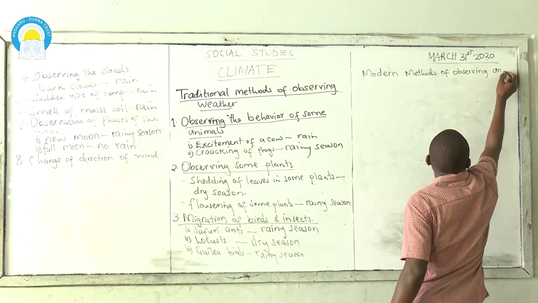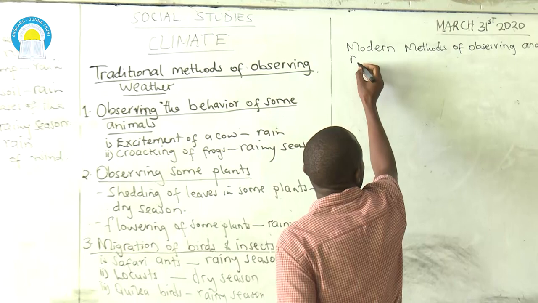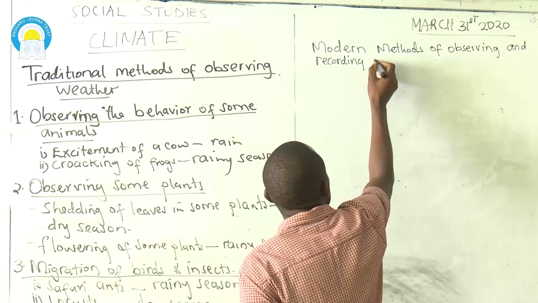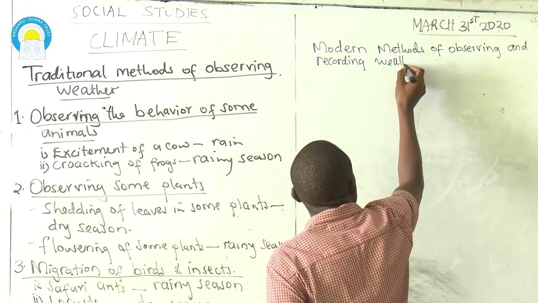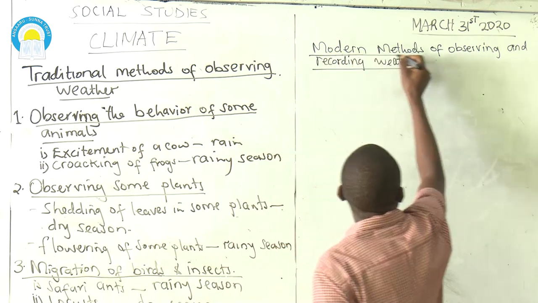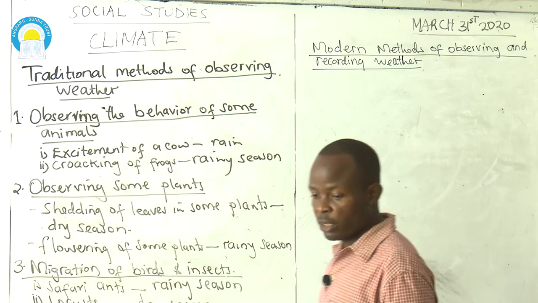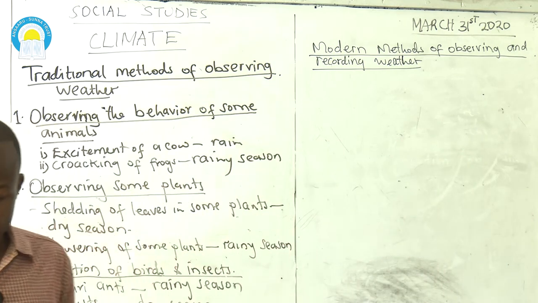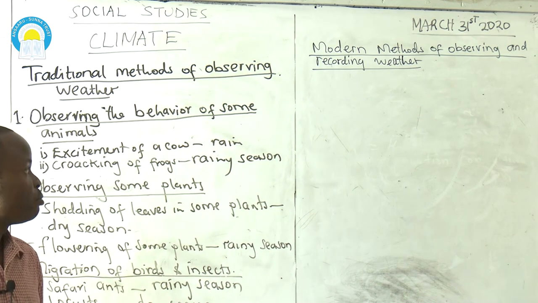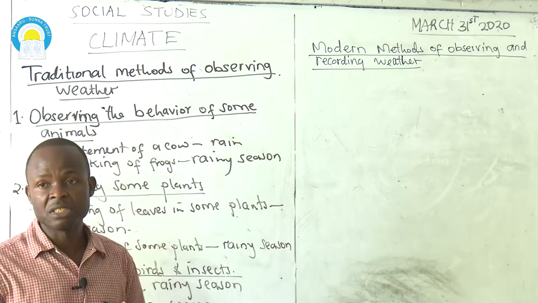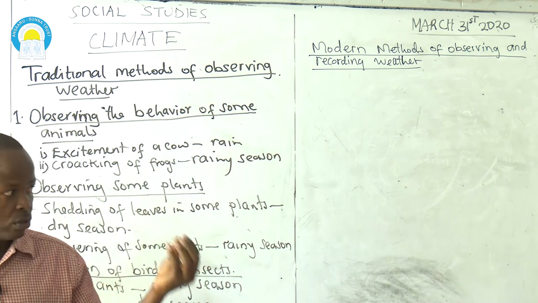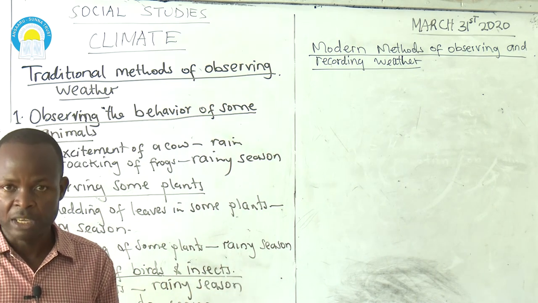Observing and recording. Here you observe and record weather. So here we are mostly going to borrow the knowledge you have in science. You have done this in science, I believe. So we are going to borrow that knowledge and bring it here because it is the same thing. The weather instruments are the same. The aspects of weather they measure are the same. The units are the same.